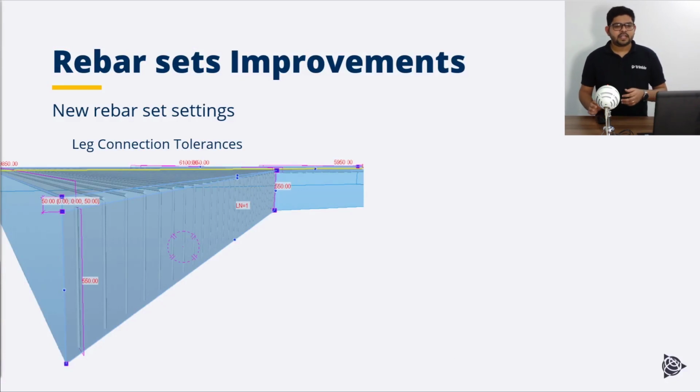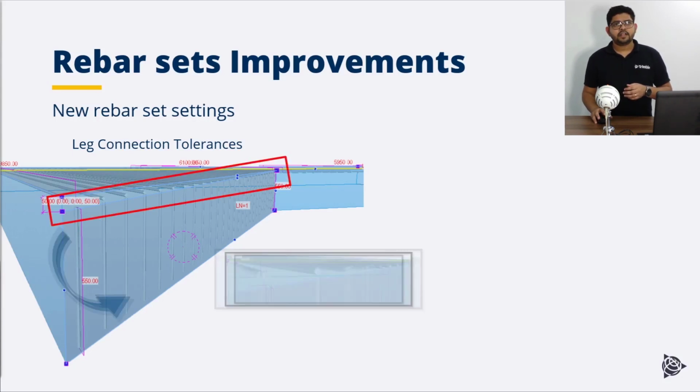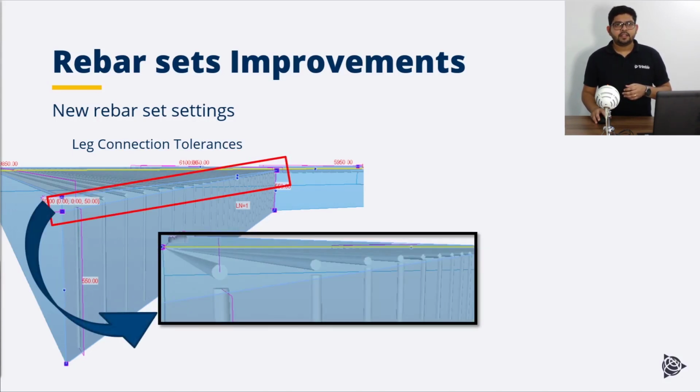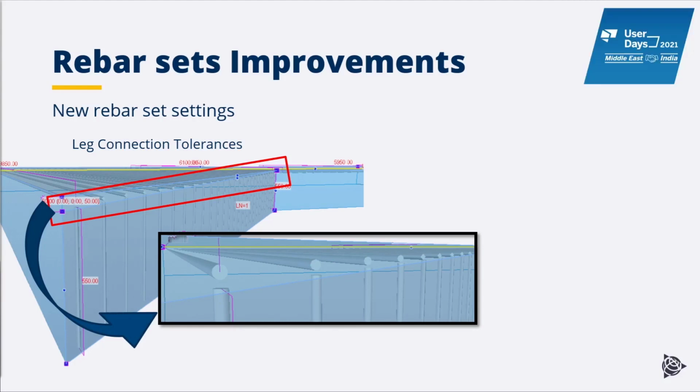In previous versions, in some instances, normally in the tapered locations, some leg faces which belong to the same rebar sets were not connected, as you can see here. And this mainly happens due to a small gap between these two leg faces.